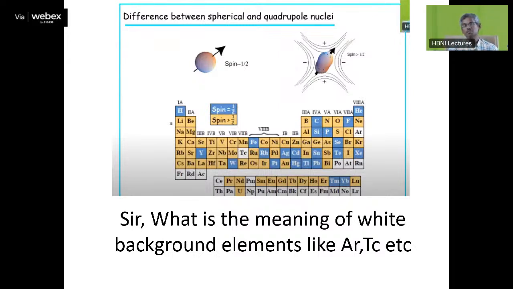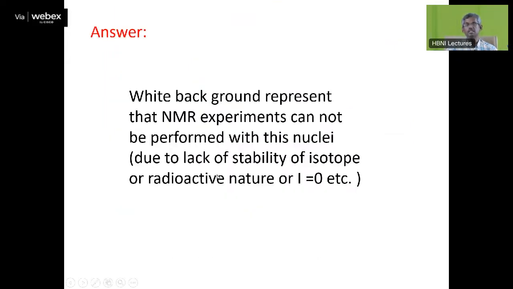But otherwise, most of the nuclei which are shaded with orange color as well as those shaded with blue or cyan color, we can do NMR. So hope your doubt is clear. White background means so far nobody has recorded NMR using such a nucleus. Let us go further. That is what I have written as the answer. White background represents that the NMR experiment cannot be performed with these nuclei due to either lack of stability of the isotope, or radioactive nature, or I equal to 0, etc.